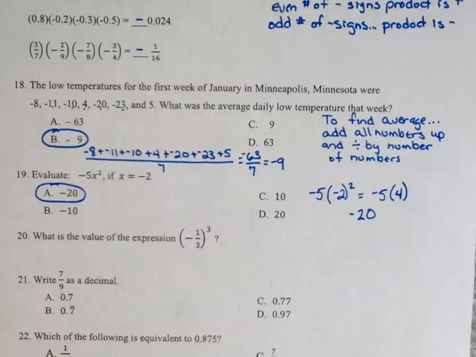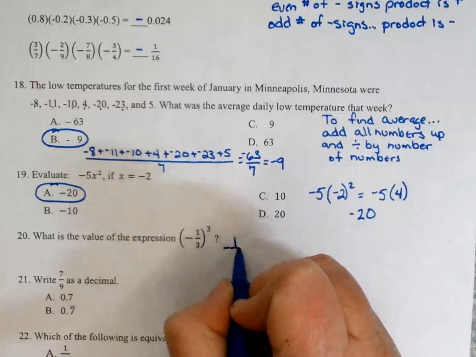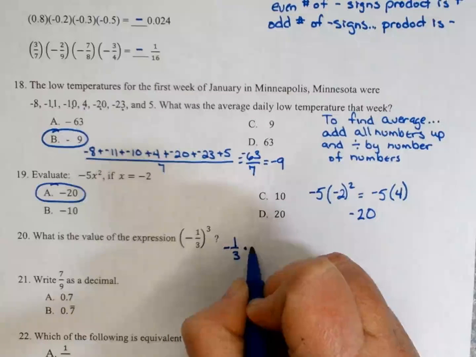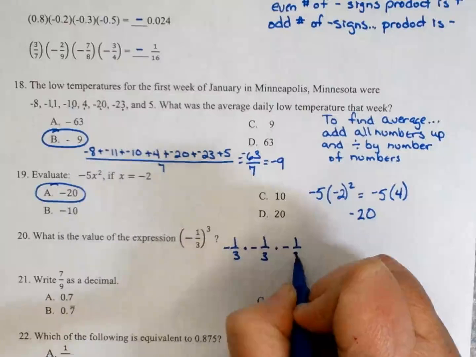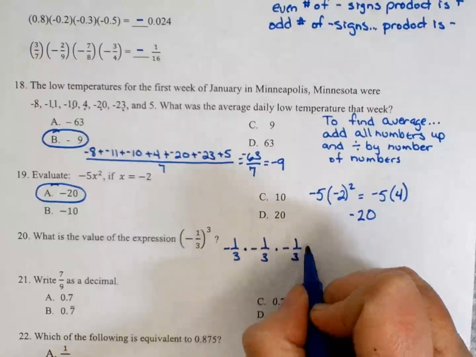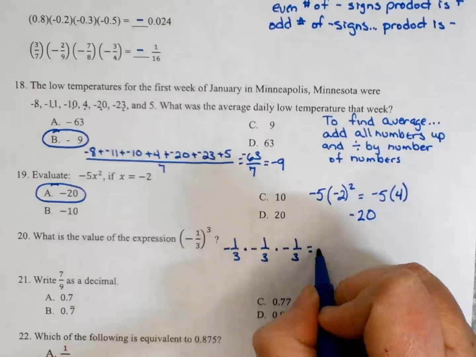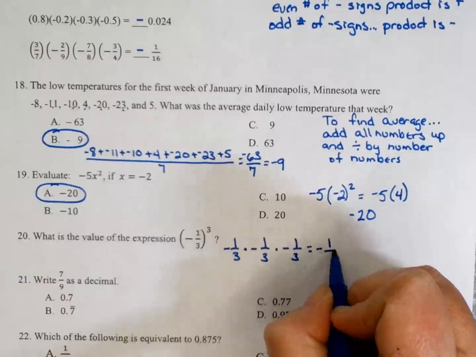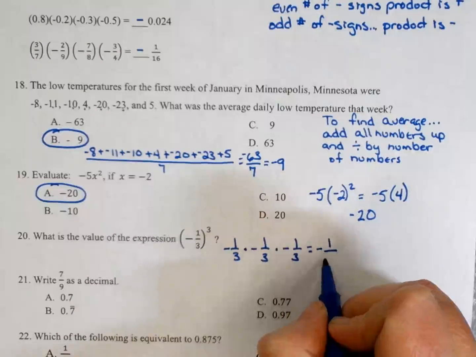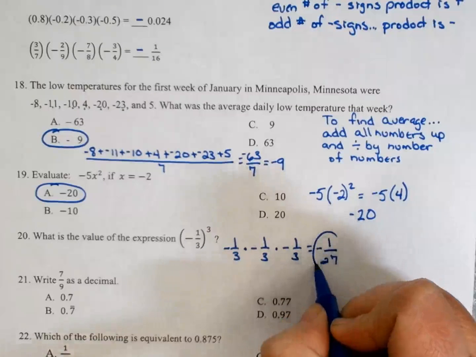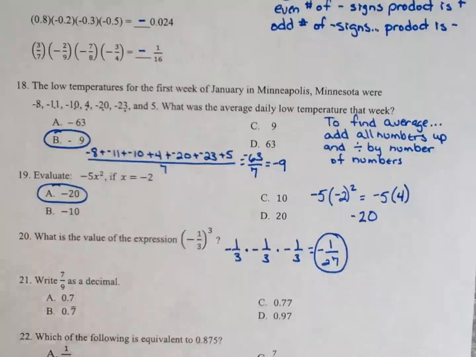Okay? All right, number 20. What is the value of the expression negative 1/3 cubed? Well, that means negative 1/3 times negative 1/3 times negative 1/3. Okay, so that means negative 1 times negative 1 times negative 1 is negative 1, over 3 times 3 is 9 times 3 is 27. That's it. That's all there was to it.